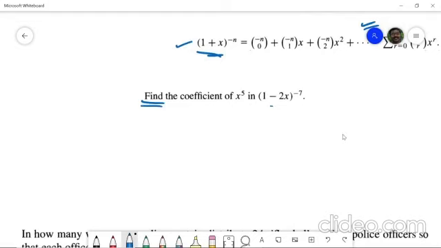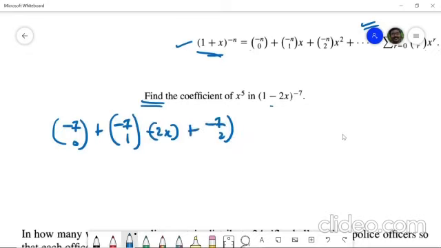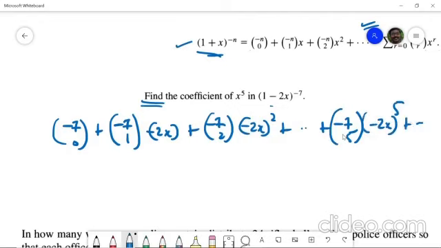It will start with (-7)C0. Please write it with me, then you will understand. Then (-7)C1 into (-2x), plus (-7)C2 into (-2x) whole squared, plus etc. The x^5 will come in the term with (-2x)^5, so it will be plus (-7)C5 into (-2x)^5. It will go on like this, and we only require the coefficient where the power x^5 comes. So this is the term we are looking at.